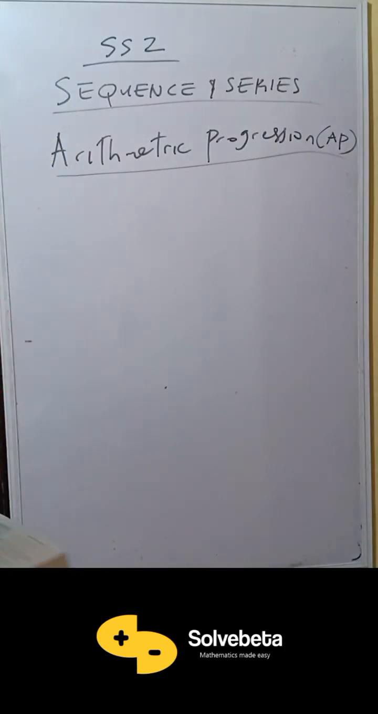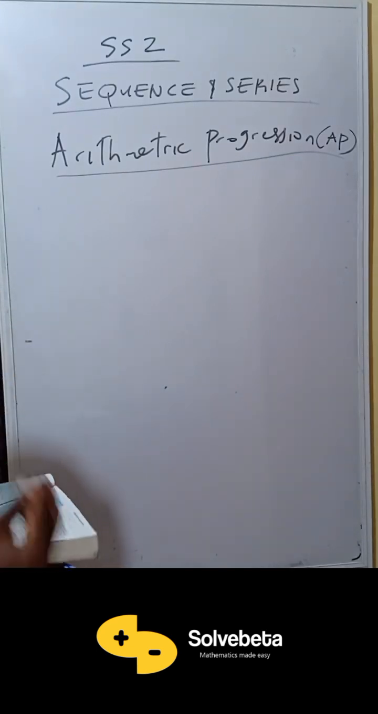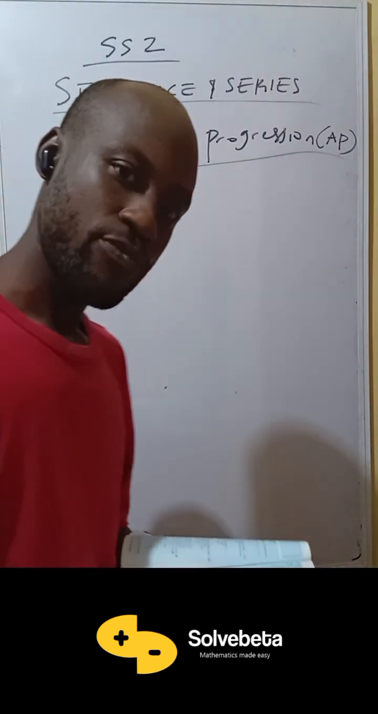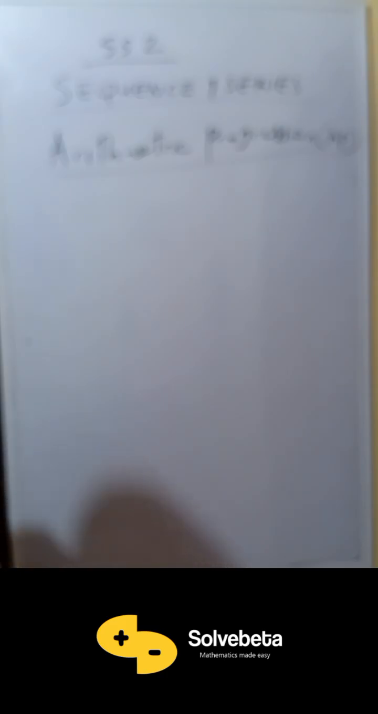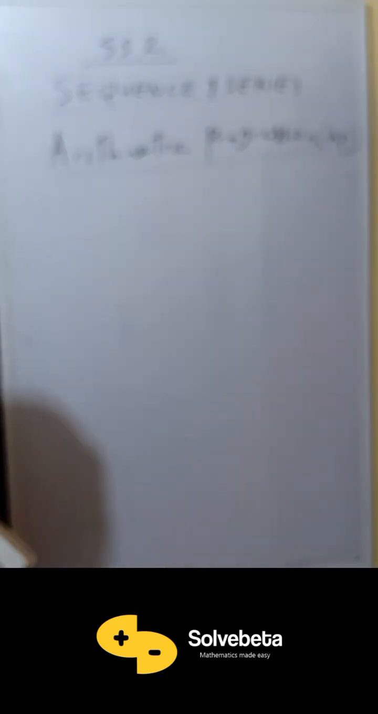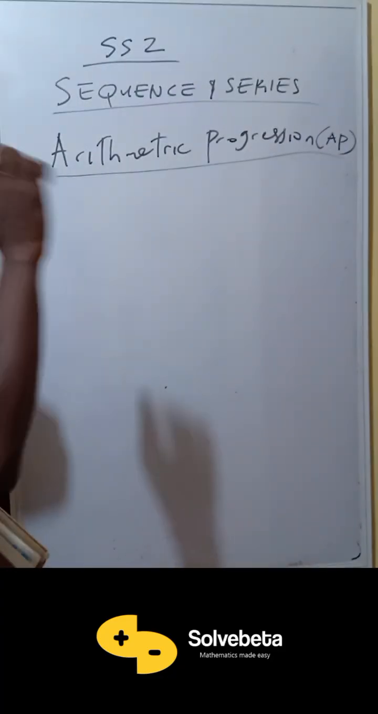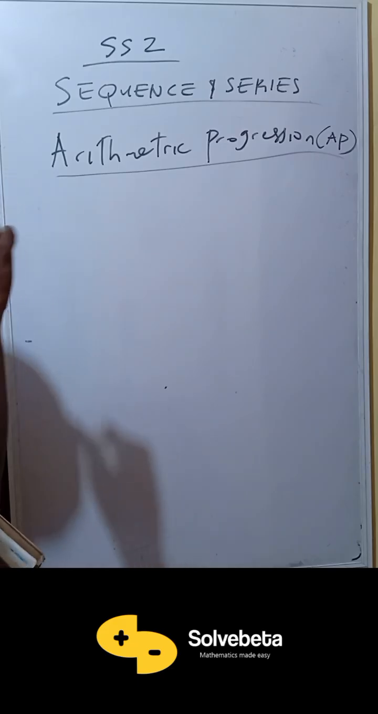Arithmetic progression is a type of sequence such that the next term is gotten by adding or decreasing from the previous term a particular constant. That is an arithmetic progression.